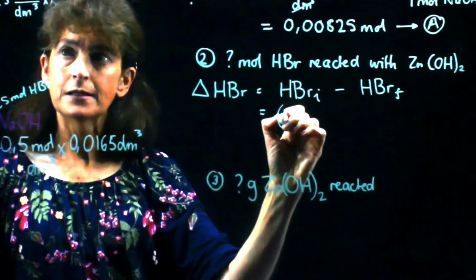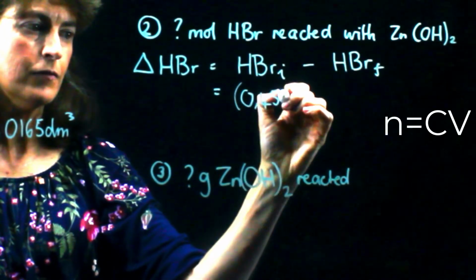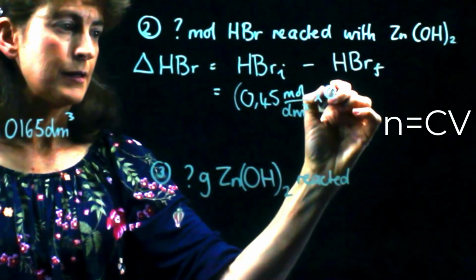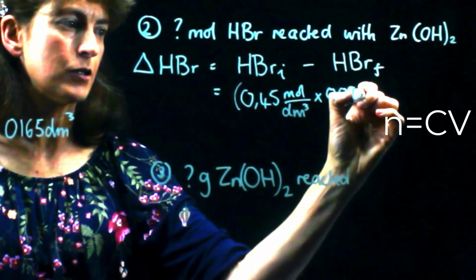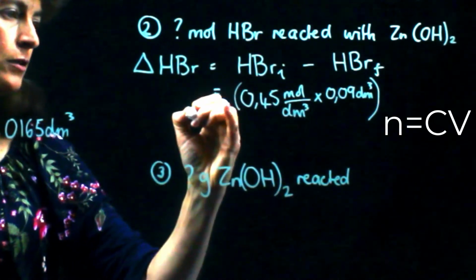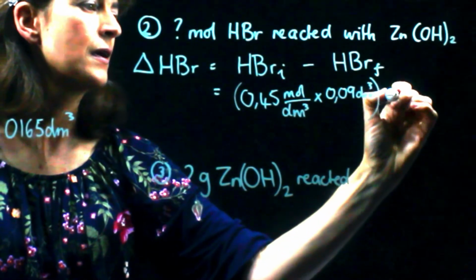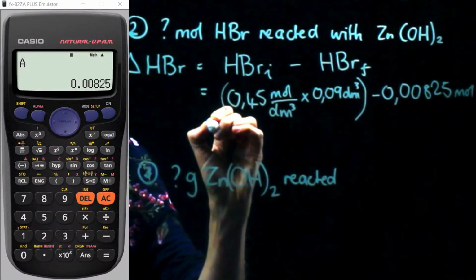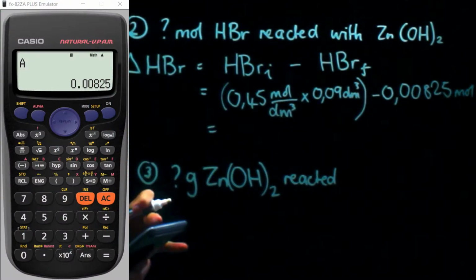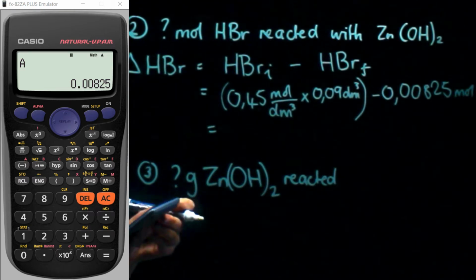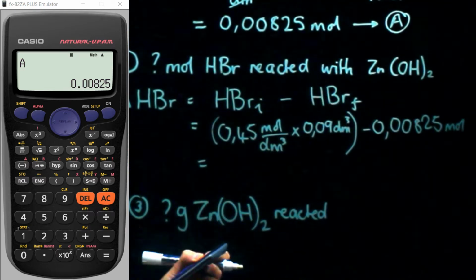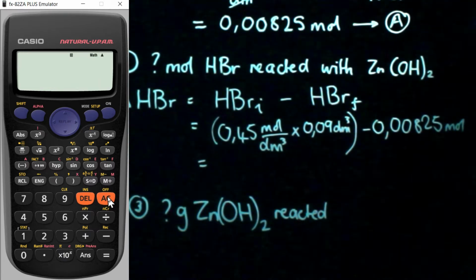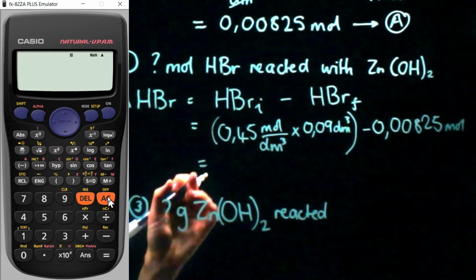So that's concentration 0.45 moles per decimeter cubed multiplied by 0.09 decimeter cubed. That's the initial number of moles of HBr minus what we've just calculated. And so let's do our calculation. So you could move things around and actually not clear your calculator, but I think it's simpler if we just use the value that we've stored in A. So let's clear there. Make sure that you do a soft clear, not a hard clear, so that you don't delete the memory.